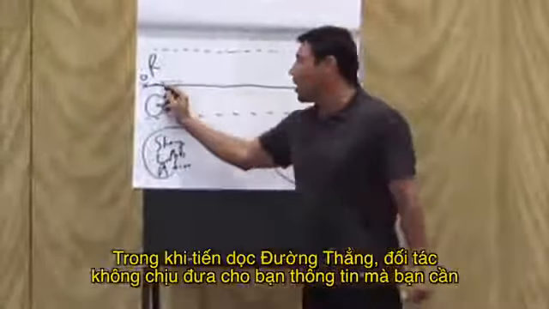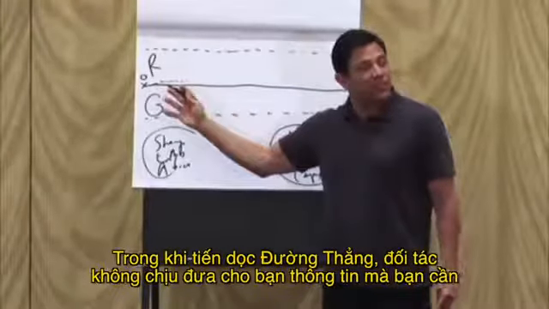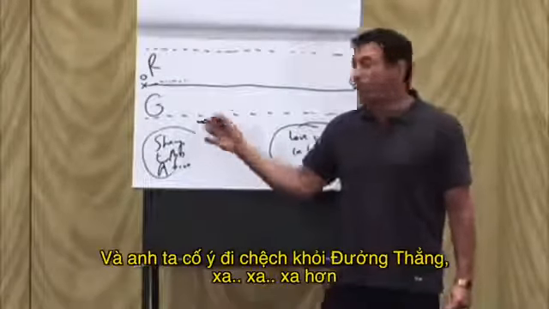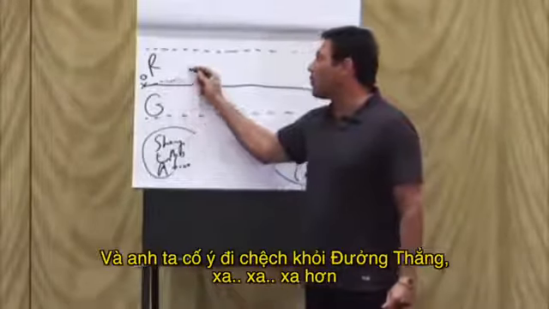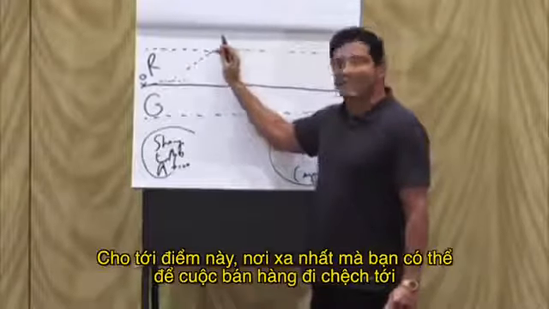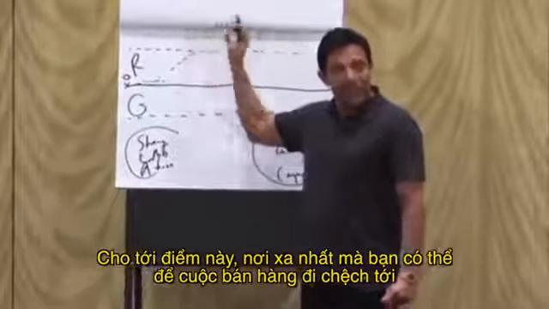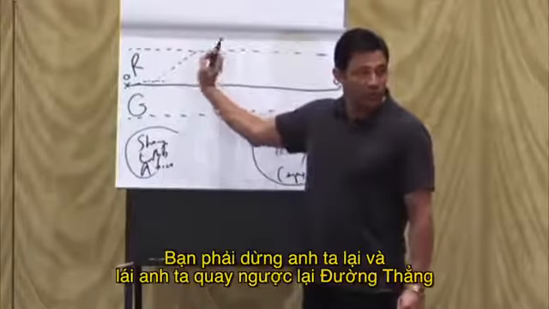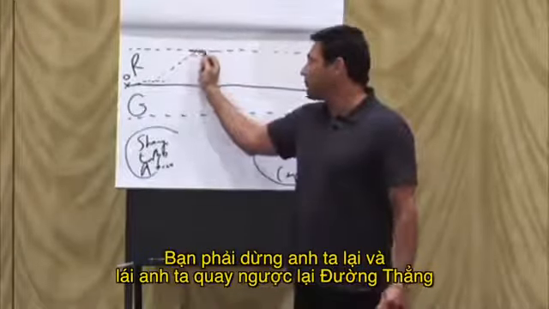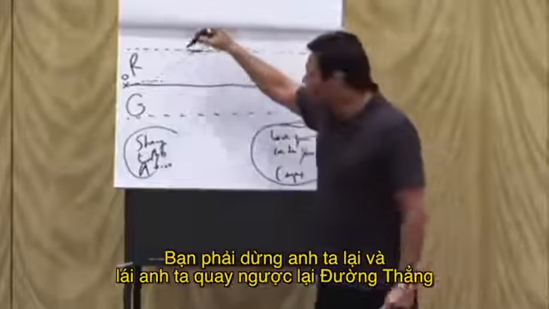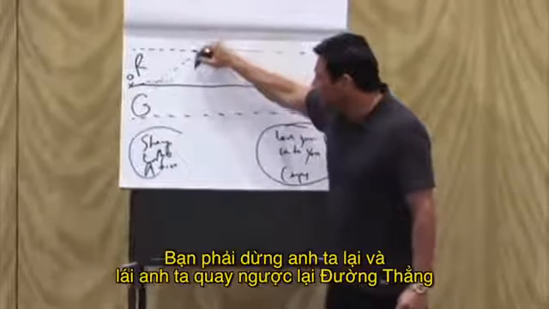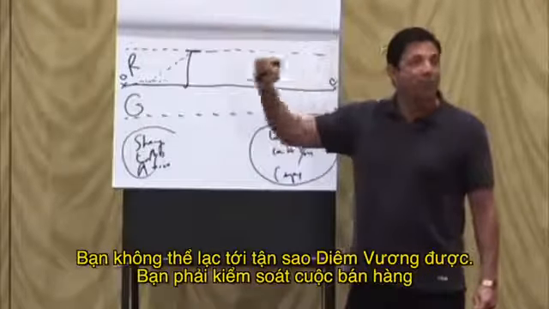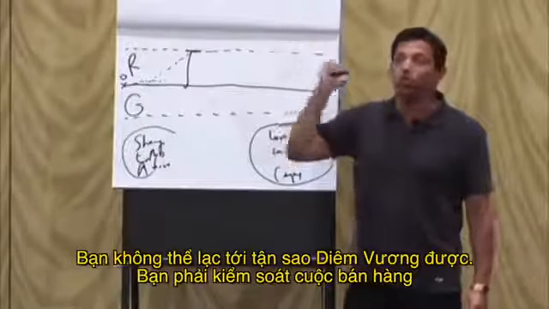As you're moving down the line, if the person's not giving you the intelligence that you need, and he tries to go off the line far, far, far, okay, you get to here. This is as far as you will let the sale go off the line. You're going to stop him, and you're going to redirect him back to the line and get him back into the sale. You're not going to go off into Pluto. You're going to control the sale.